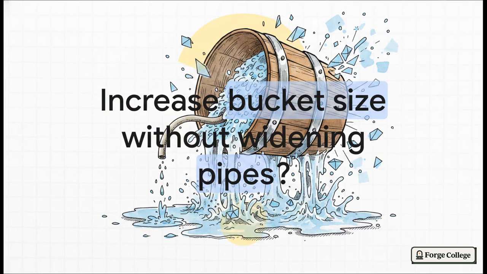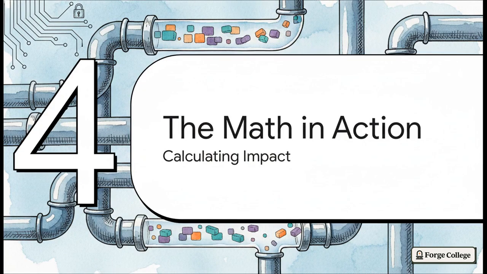What happens if you increase the bucket size without widening the pipes? Imagine you just make the bucket much larger so it can hold more transactions, but you keep a really narrow pipe feeding it. The water takes way too long to arrive. This causes massive delays in block propagation. And in a decentralized network, if a block takes too long to reach other miners, they might find a competing block in the meantime. The ultimate result? Spilled water, wasted energy, and reduced overall security. Not great. Now for Section 4, the math in action.